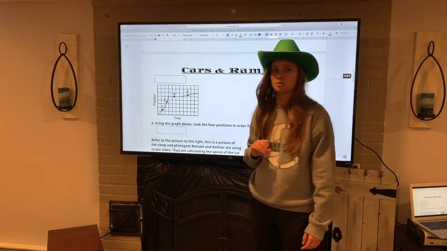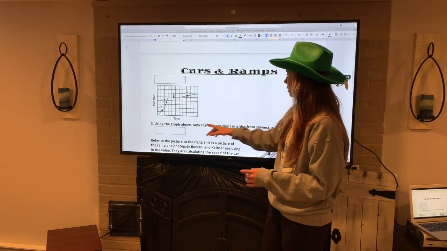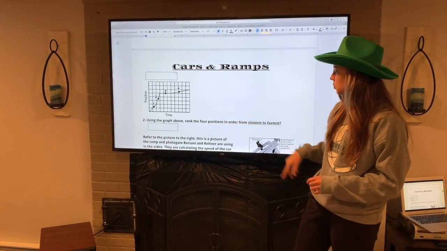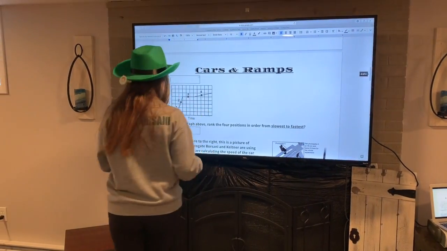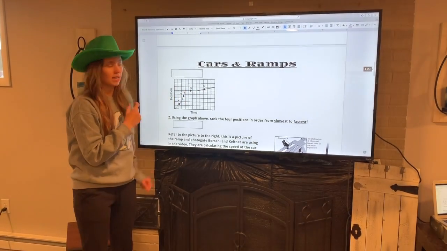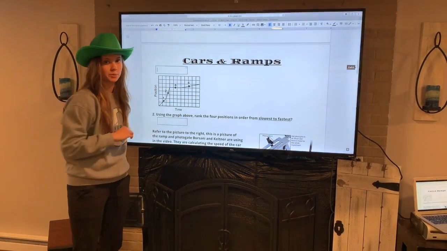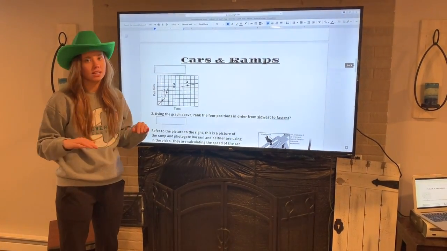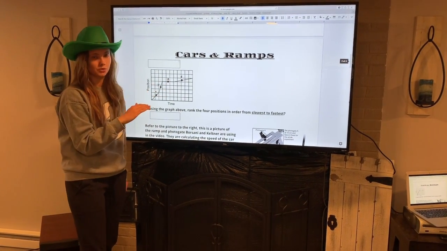For the second graph on here, we're going to be looking at this position versus time graph and all of these different four numbers. Using the graph above, we need to rank the four positions in order from slowest to fastest. By looking at this, we can see at this spot right here, he's not moving. And remember up at those three graphs, we said when that line is flat on a position versus time graph, his position is not changing. So he's staying at the same spot, he's not moving.